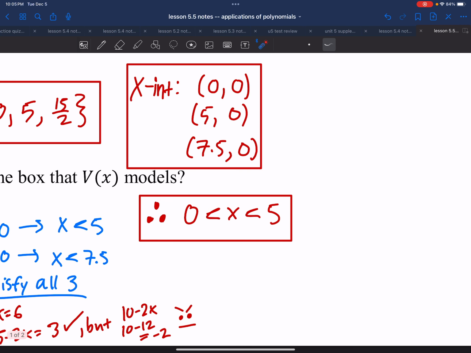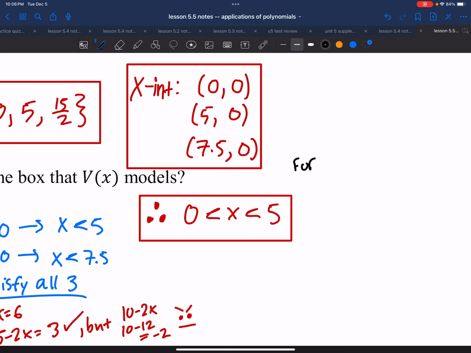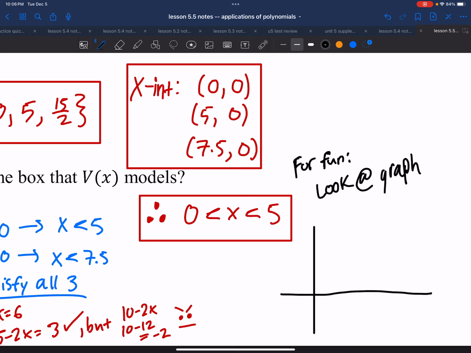For fun, let's look at the graph. So if I sketch the graph based off the intercepts, right? So here's 0, here's 5, here's 7.5. That's probably a little bit closer like that, okay? So that's 0, that's 5, that's 7.5.